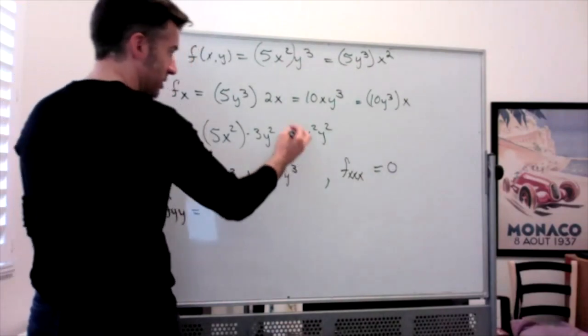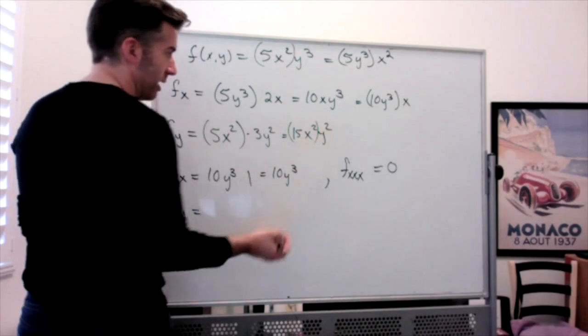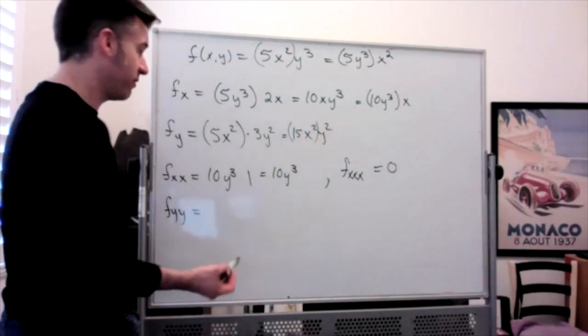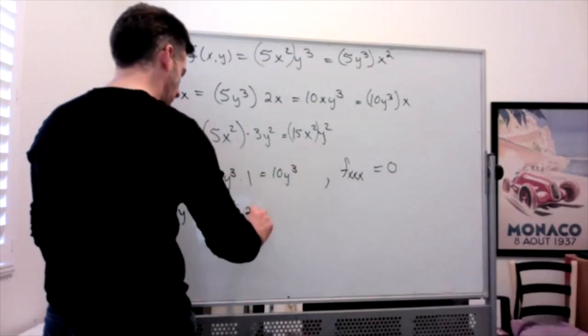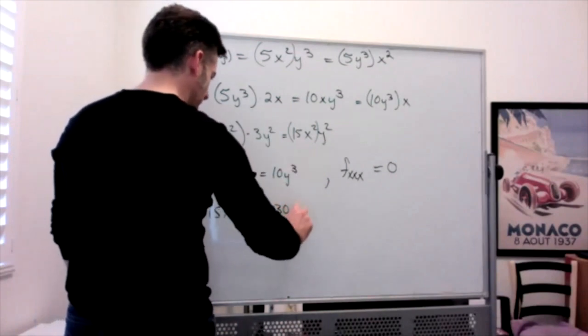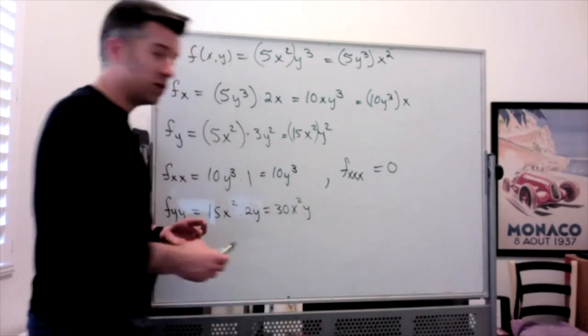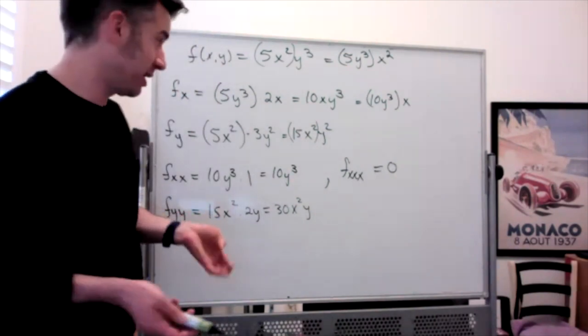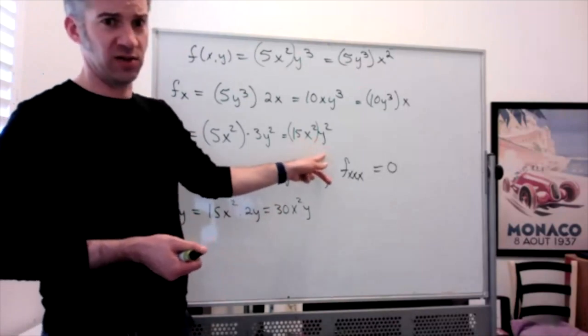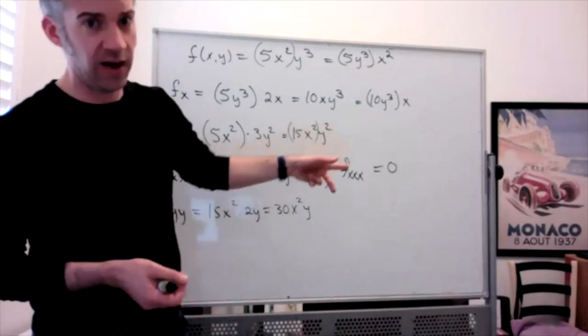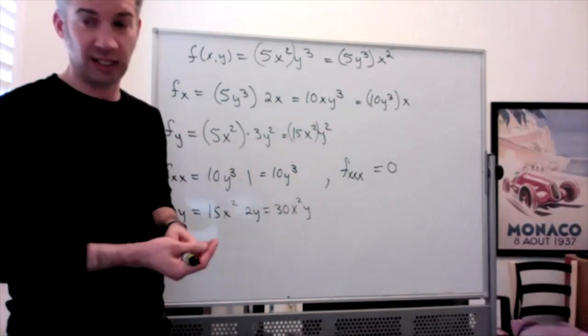Let's find fyy. So again, this is my constant multiple of y squared. The derivative is going to be 15x squared times the derivative of that, which is 2y, which is 30x squared y. You don't need to show these intermediate steps. Like, it's totally fine. So you go from, oh yeah, the derivative of y squared is 2y, so I'm going to get 30x squared y. I'm just trying to show you the steps so you can really see what's happening here.